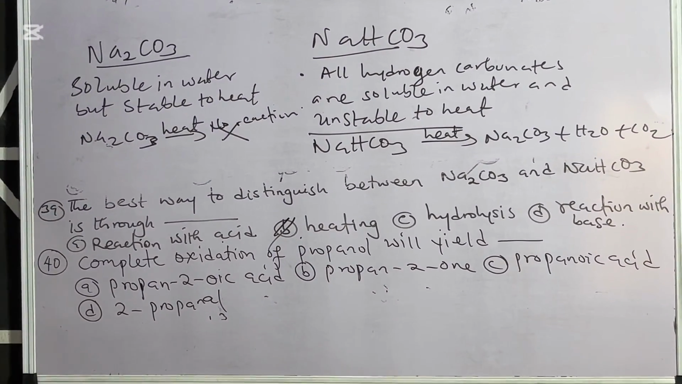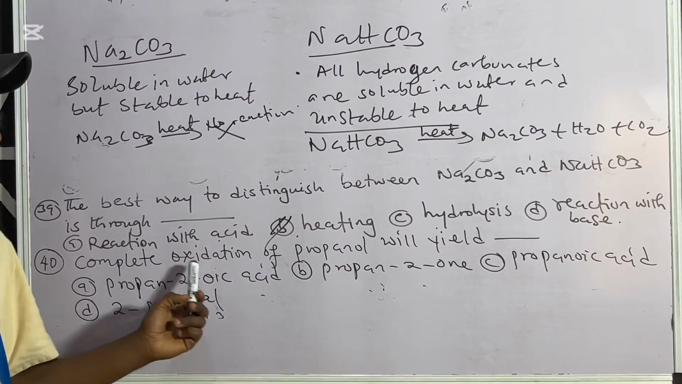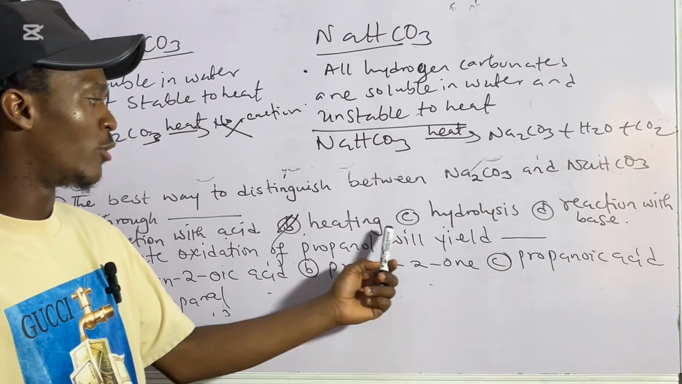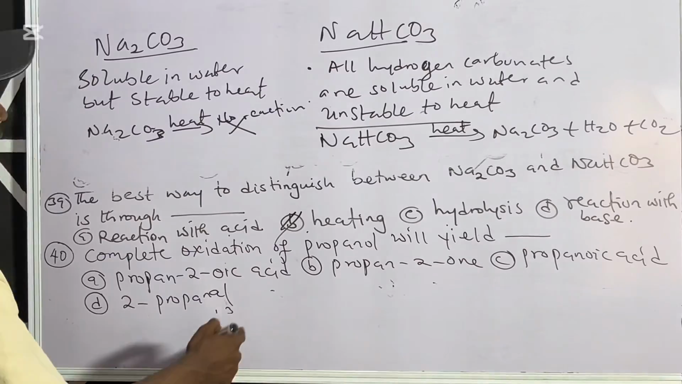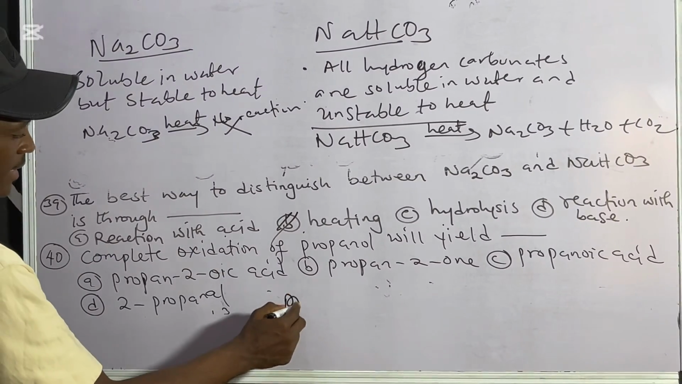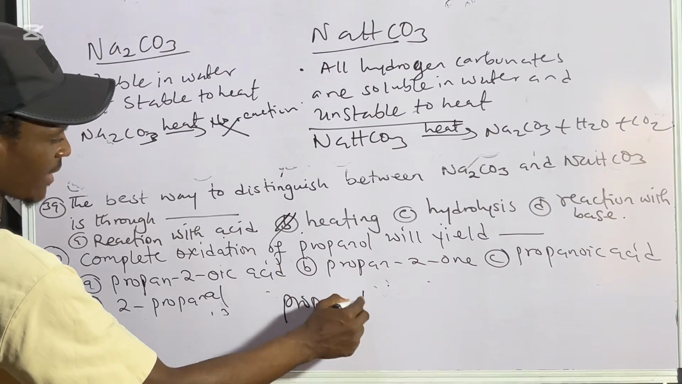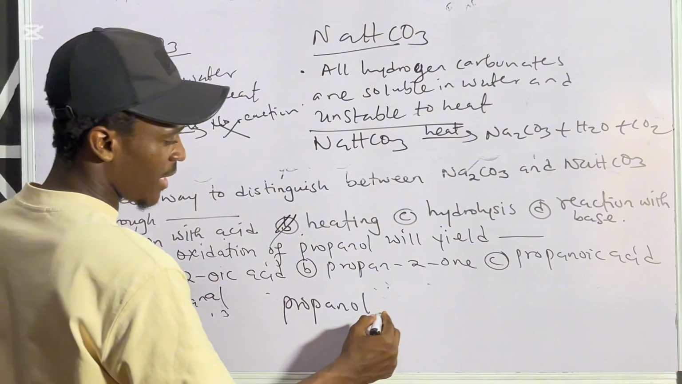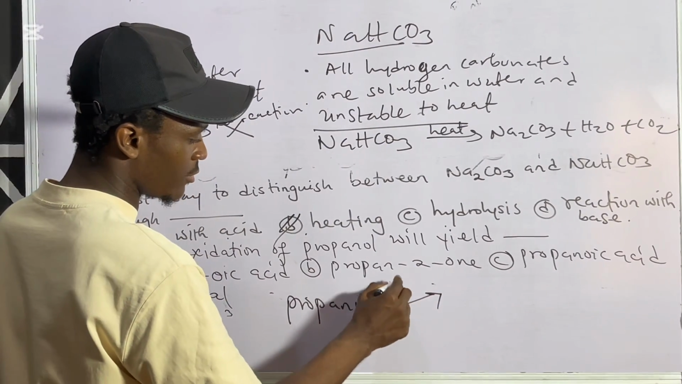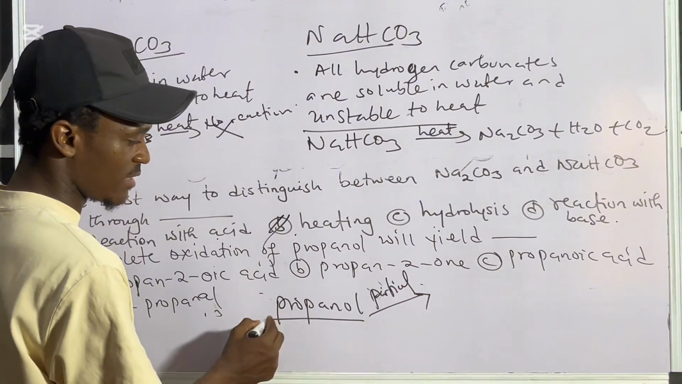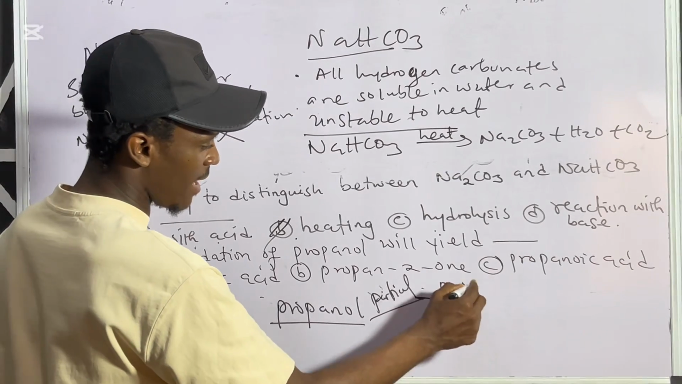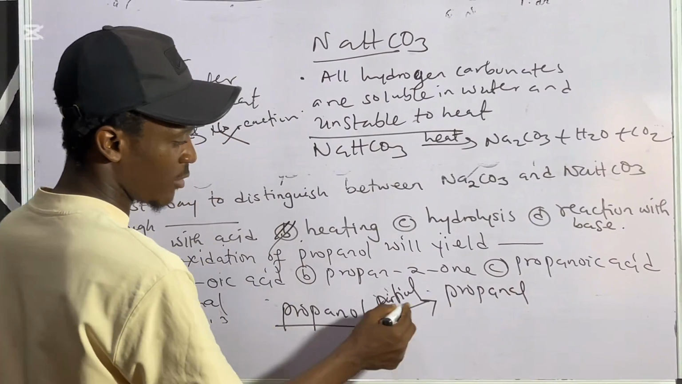Then question 40, the last question. Complete oxidation of propanol will yield dash. Of course, propanol is an example of a primary alkanol. And remember that partial oxidation of primary alkanols yields what? Alkanal. So since this is primary, it gives propanal. All right, that's for partial oxidation.